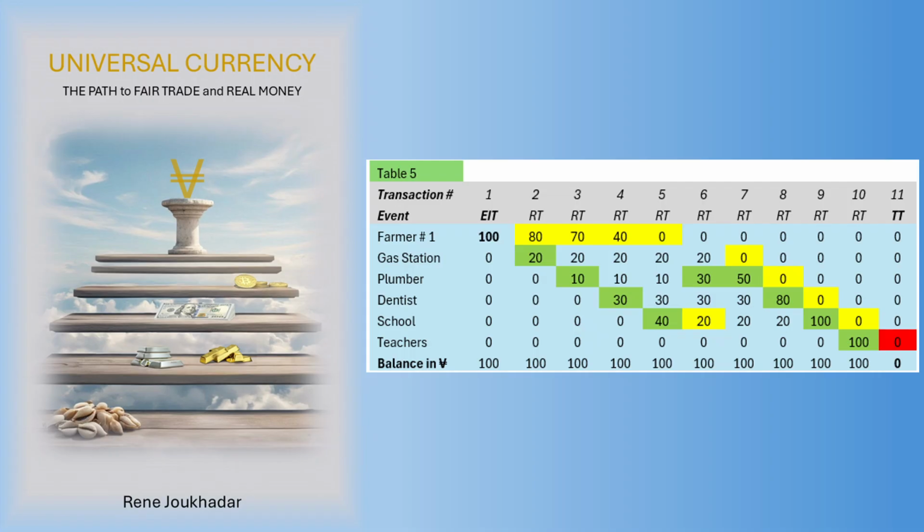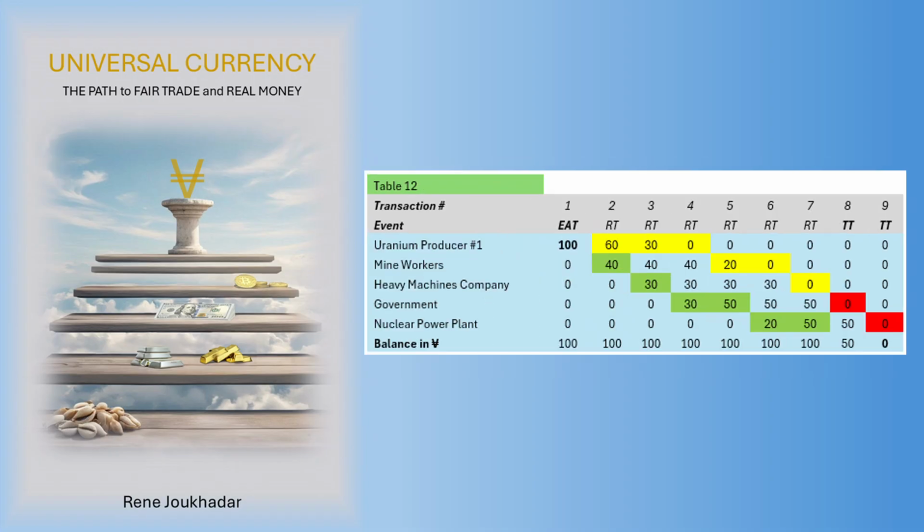So let's say all these teachers decided to buy wheat and they bought it from farmer number 1. And once they actually bought this primary product, the system will remove the V's from circulation because they already served their purpose. This table is yet another example of how the money would circulate in the economy.